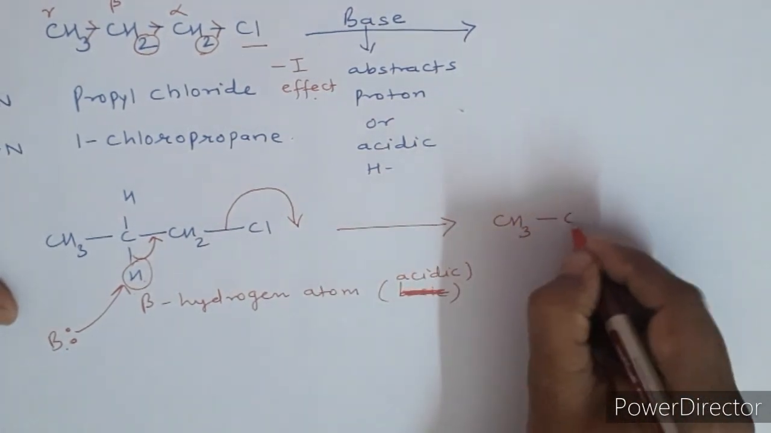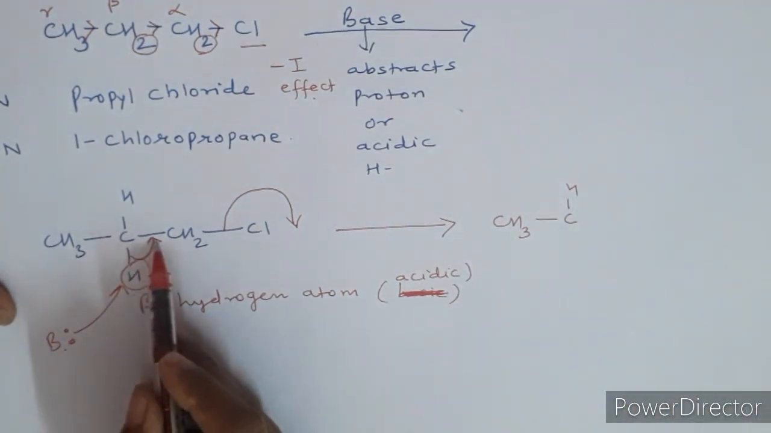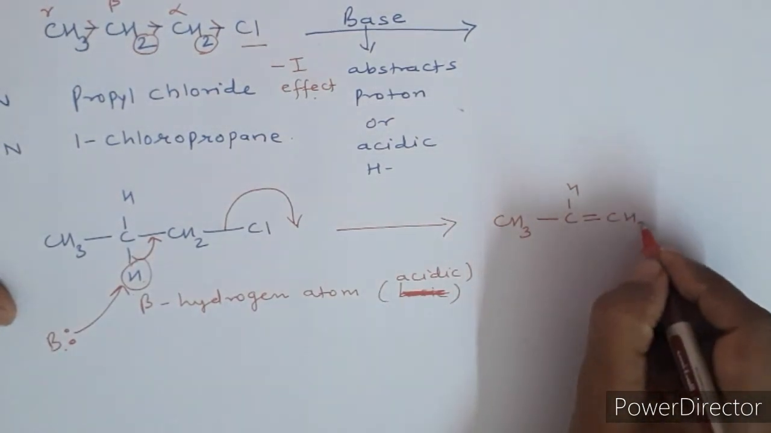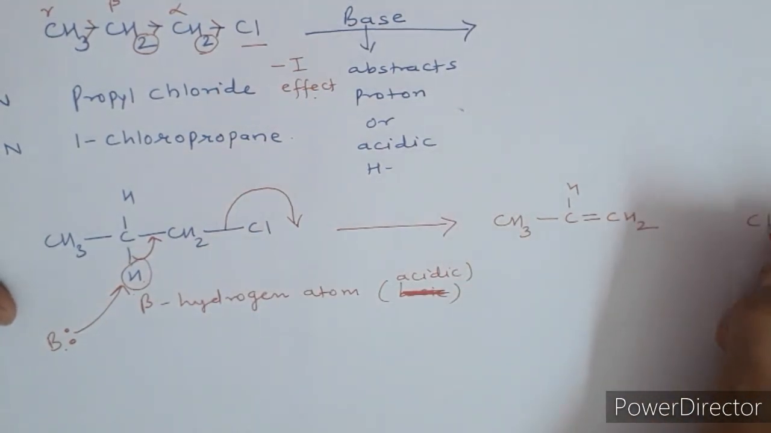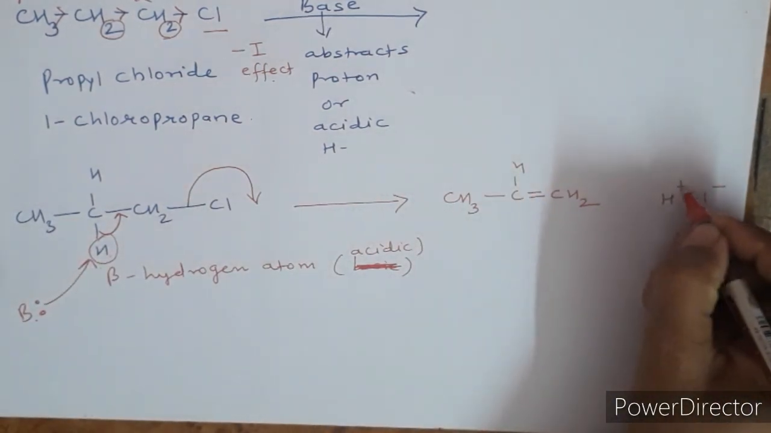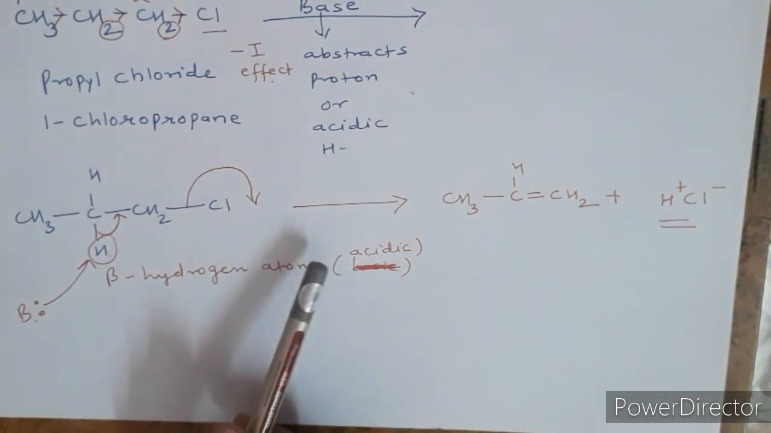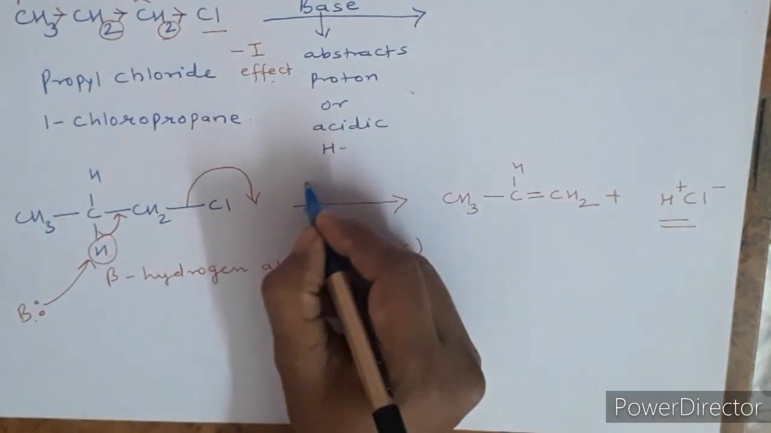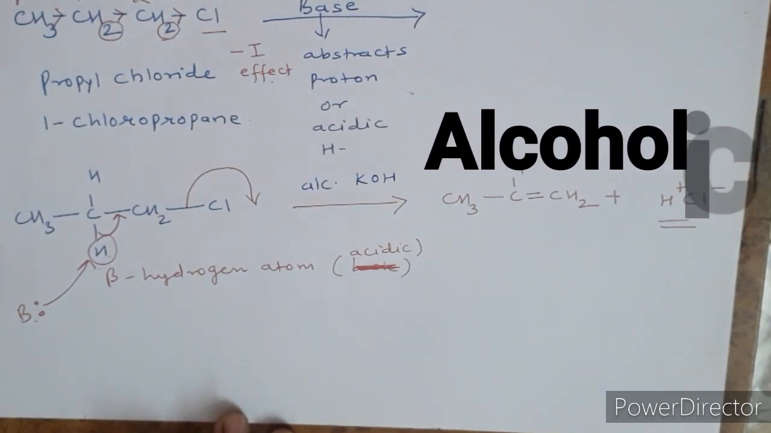So the products formed would be CH3CH. This H has gone, so a double bond is created here, double bond CH2, and the byproduct Cl minus. Now also we know that H plus was going out in the beginning, so the byproduct is H plus Cl minus, that is HCl. So that was the reaction. Now the base which we can use, as I told you, can be alcoholic potassium hydroxide or sodium hydroxide.